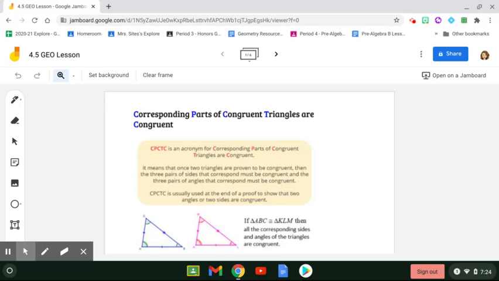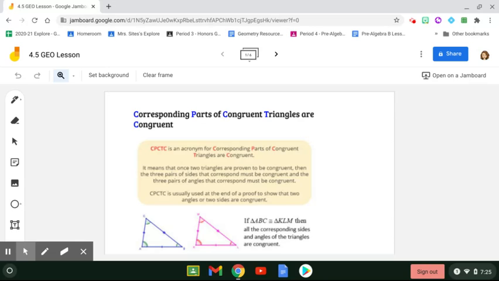The main part of the proof that we're going to be using today is corresponding parts of congruent triangles are congruent. Another way that we're going to see that abbreviated is CPCTC, if you don't want to have to keep writing that out over and over again. It's just an acronym for exactly what I have here. It means that once two triangles are proven to be congruent, then the three pairs of the sides that correspond must be congruent, and the three pairs of angles that correspond have to be congruent as well.